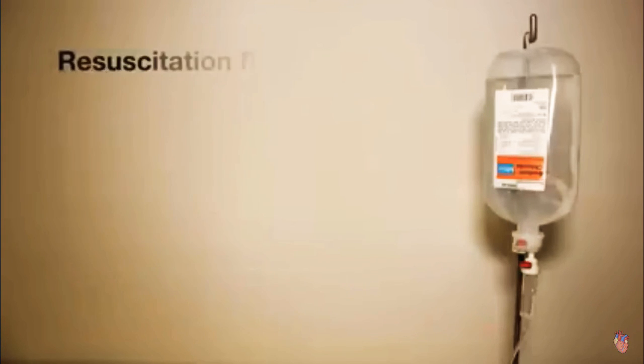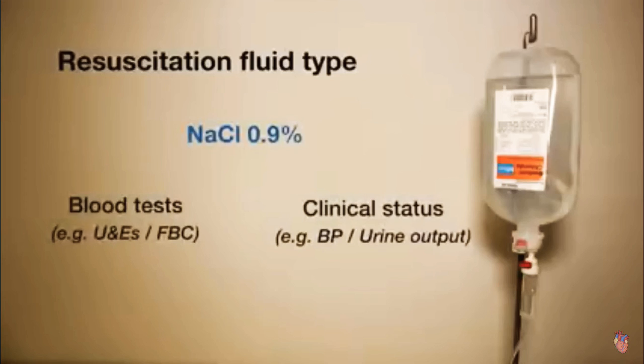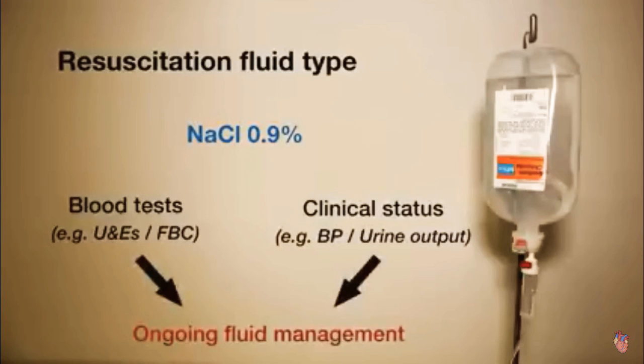The initial fluid of choice for resuscitation is typically normal saline. Ensure that bloods are sent to the lab promptly, as these, along with the patient's clinical state, will be key to guiding further fluid choice.